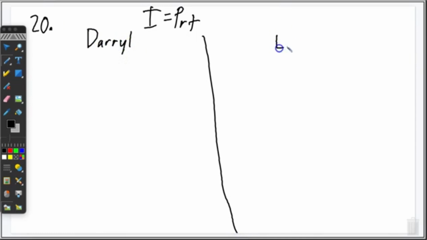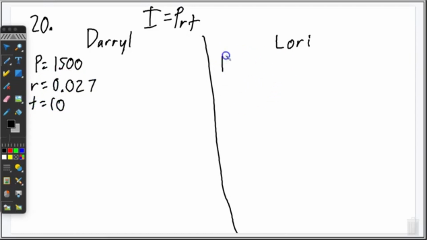and this is Lori. So, we know that P equals 1,500 for Daryl. We know that the rate is 2.7%. So if we move it over to the left, it would be 0.027. And we know the time is 10 years because it's the same for both of them. For Lori, the principal is 1,400. The rate is 3.8%, so it would be 0.038. And the time is 10 years.